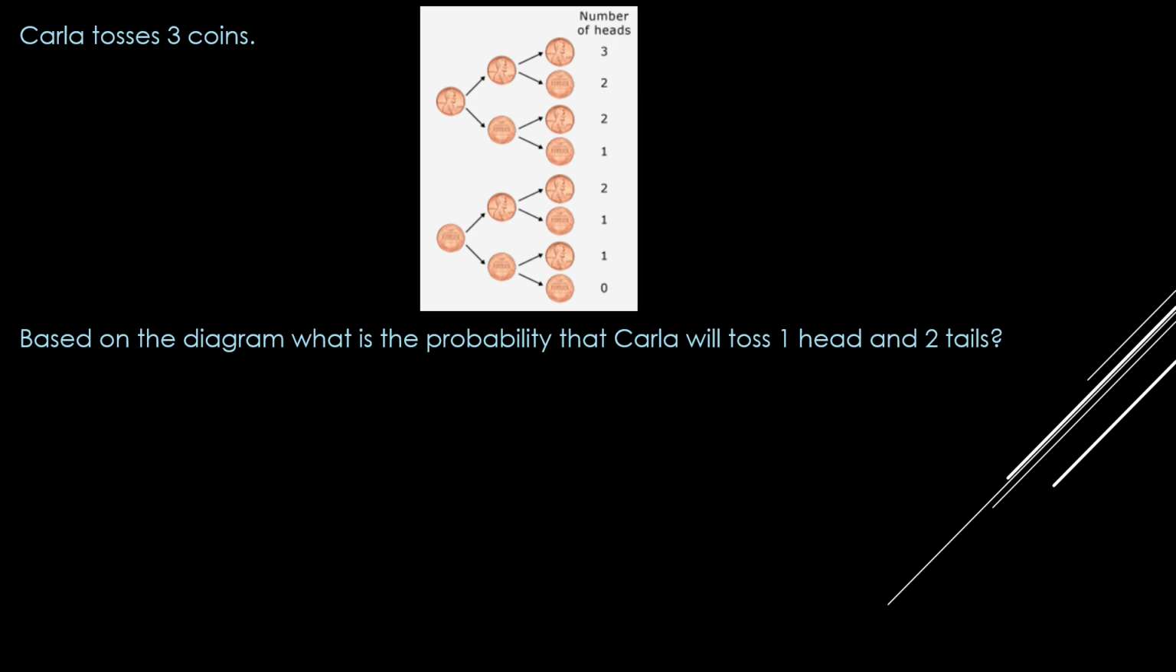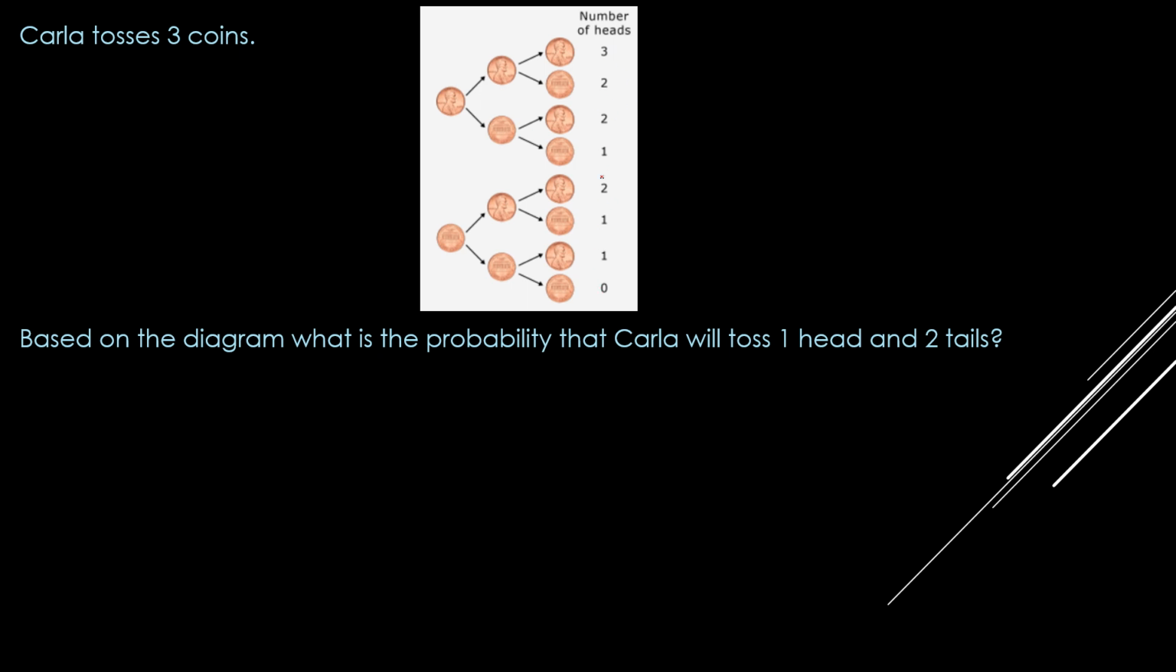Carla tosses 3 coins, and based on the tree diagram, what's the probability that Carla will toss 1 head and 2 tails? So this tree diagram is kind of tricky to look at. Instead of labeling it H or T, it actually uses pictures. So this is heads, right? Up here would be heads, this is tails.